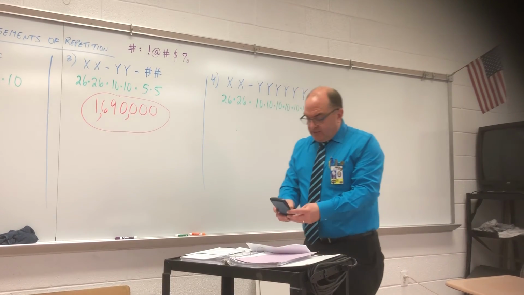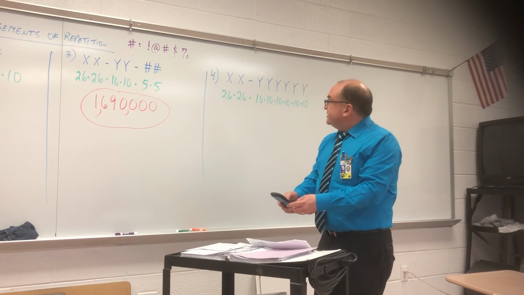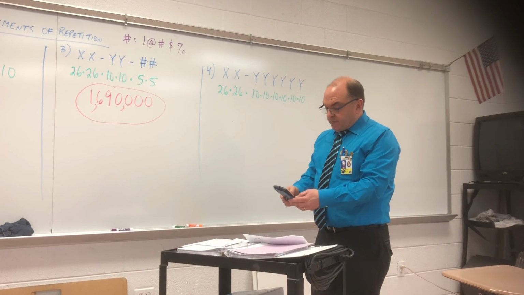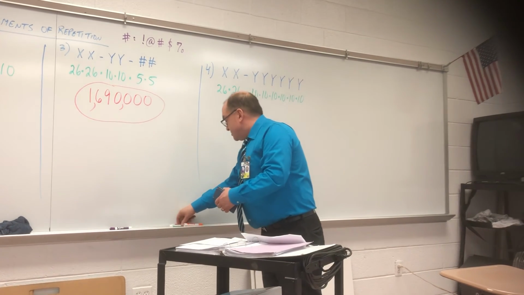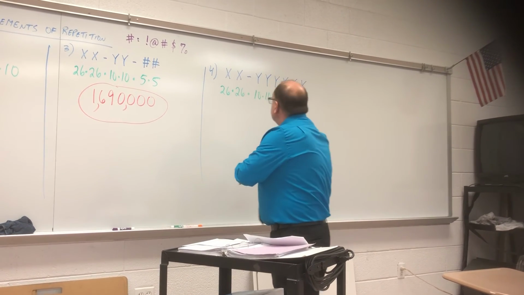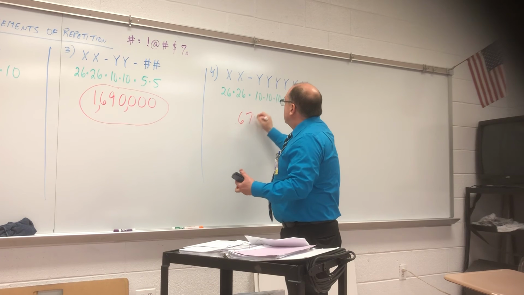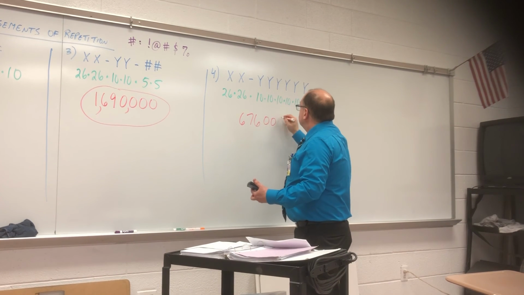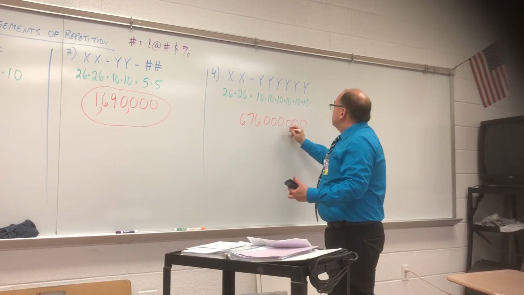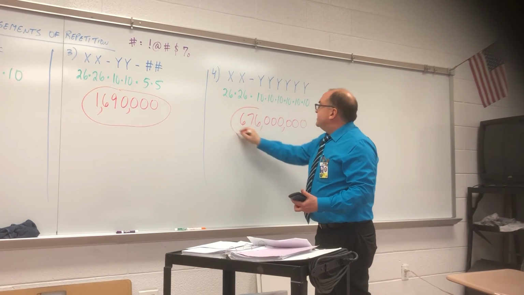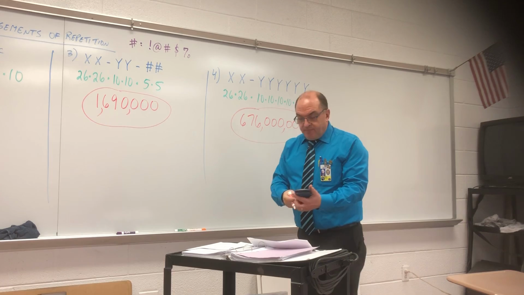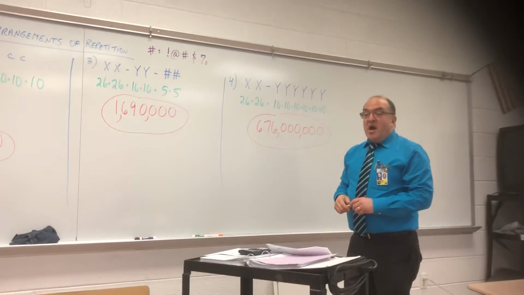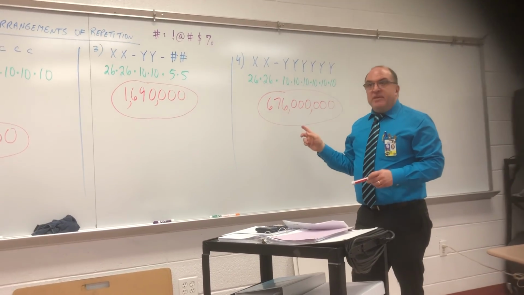Well, again, 26 times 26 times 10 to the 6th power, which is 676 million. So why automatically 10? On today's paper, yes, Y will automatically be 10.